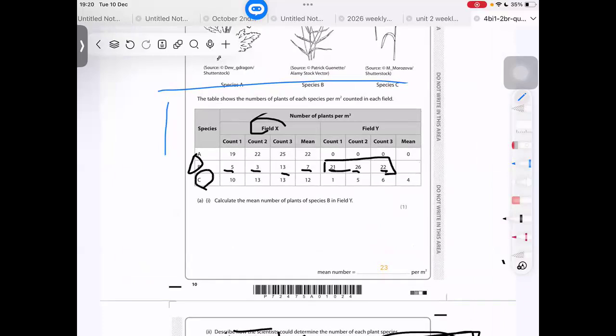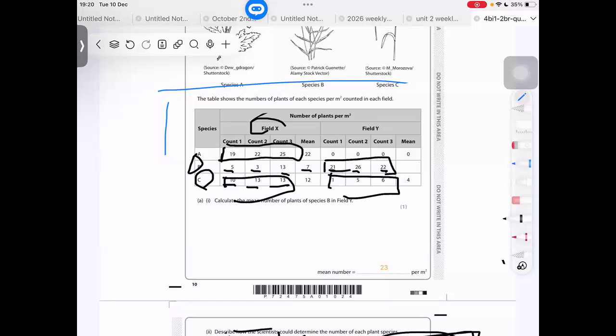Again, let's go to C. 10, 13, 30. C in X has an equal distribution. And if you take Y, 1, 5, 6, a sort of equal distribution. If you take A, 19, 22, 25, it also has a sort of equal distribution, right?